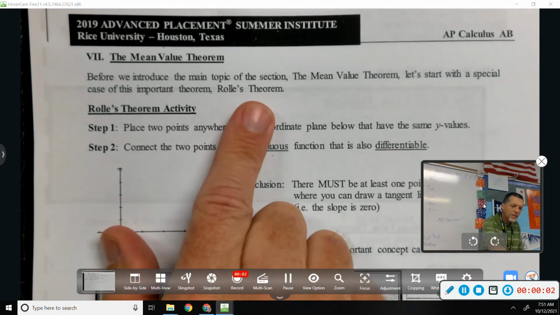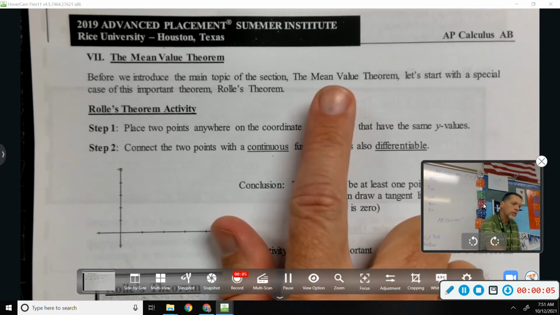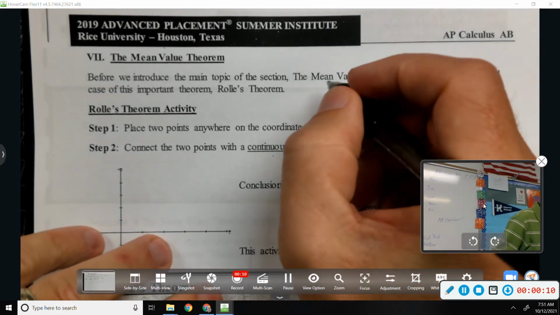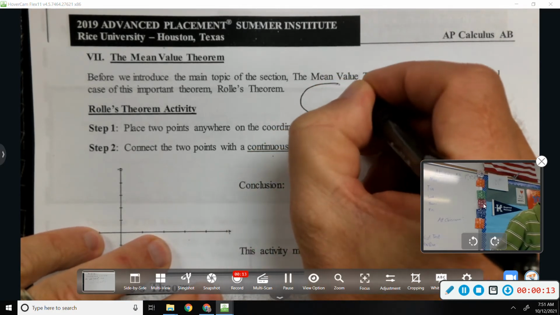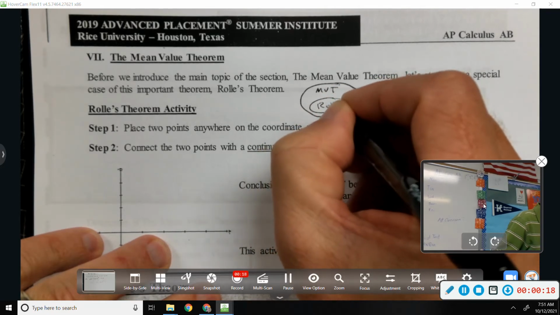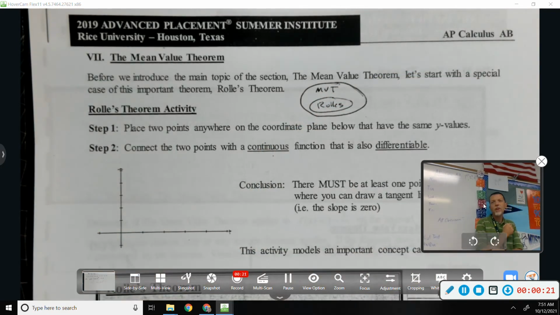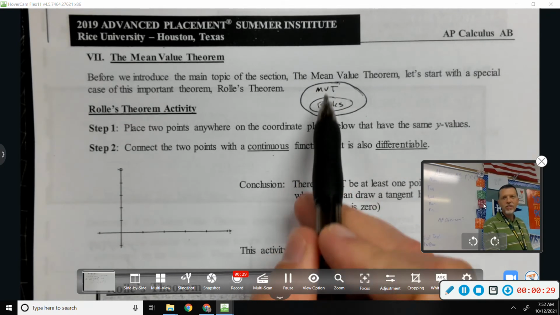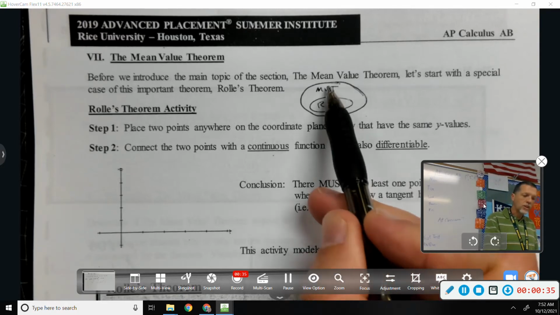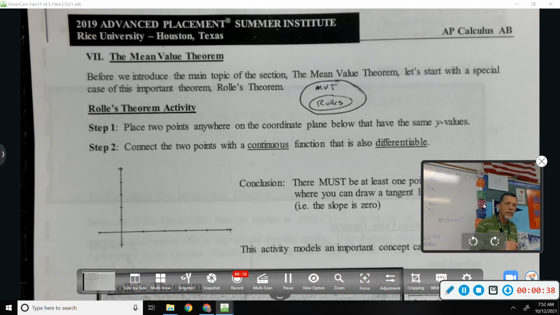Before we introduce the main topic of this section, the mean value theorem, let's start with the special case, Rolle's theorem. Even before we get rolling, here's another Venn diagram. Rolle's is a special case of MVT, and even though we don't know what either one of them is yet, there's always this back and forth of, should we teach the big picture one first and then talk about the special case, or should we talk about the special case because it's easier and then try to expand to the bigger picture? Well, this year we're going to start with the special case and then talk about the overall case.